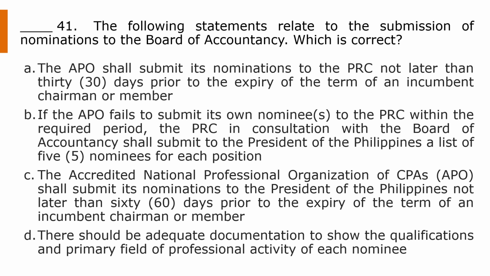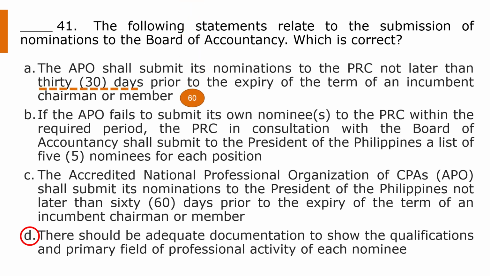PRC to President, three. Letter C, the accredited national professional organization of CPAs shall submit its nominations to the president not later than 60 days prior to the expiry of the term of an incumbent chair or member. Or letter D, there should be adequate documentation to show the qualifications and primary field of professional activity of each nominee. So the answer to this one, of course, is letter D. There should be adequate documentation.